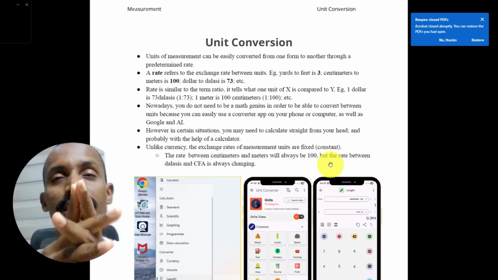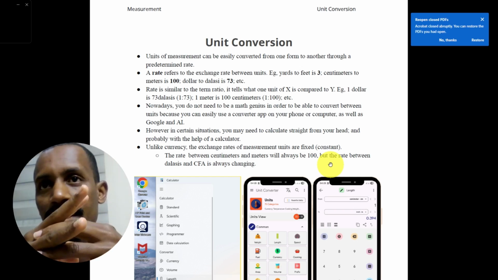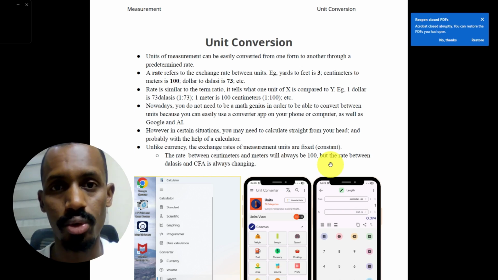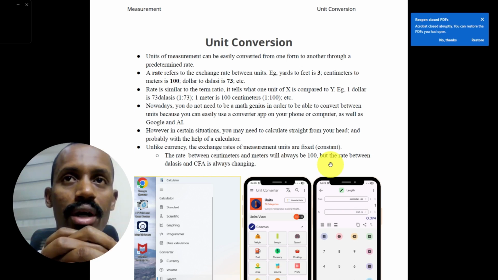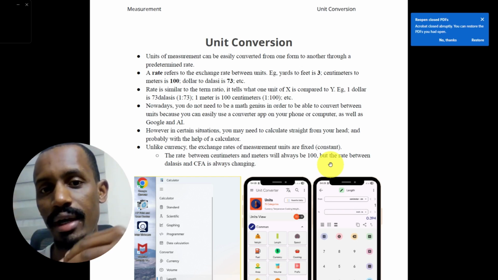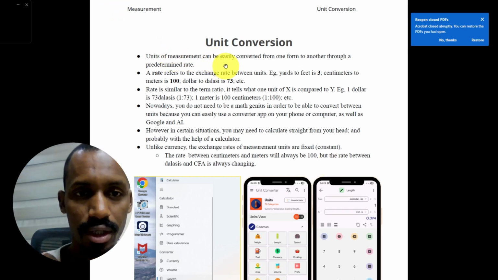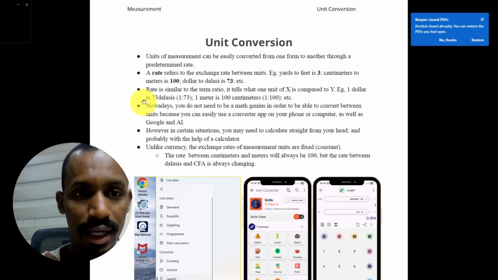Sometimes you see a unit in millimeter and you want to convert it to centimeter, or you see a unit in yard and you want to convert it to inches. It's just like when you have dollars and you want to convert them to CFA. So it's the same way. Units of measurement can be easily converted from one form to another at a predetermined rate.